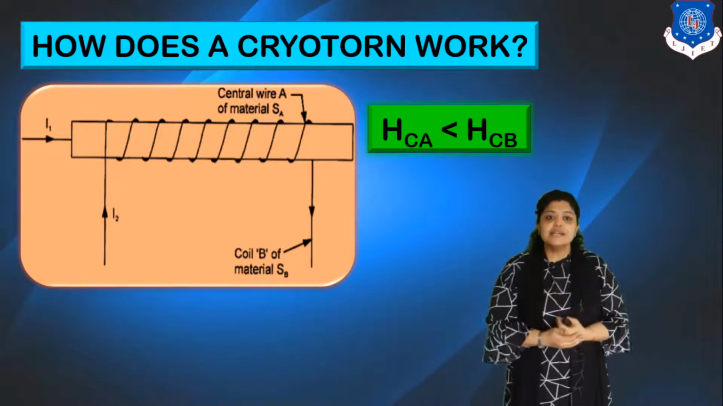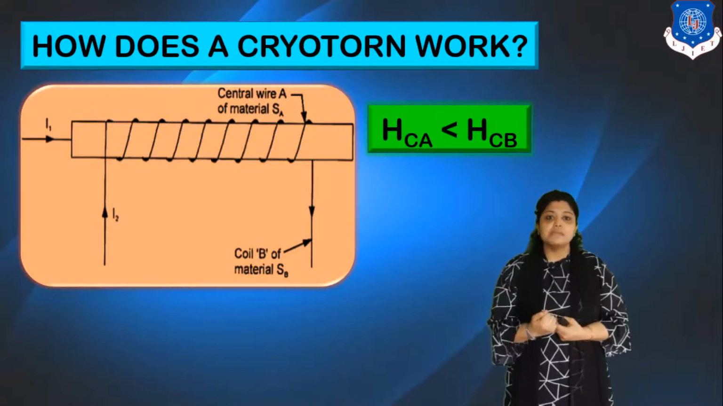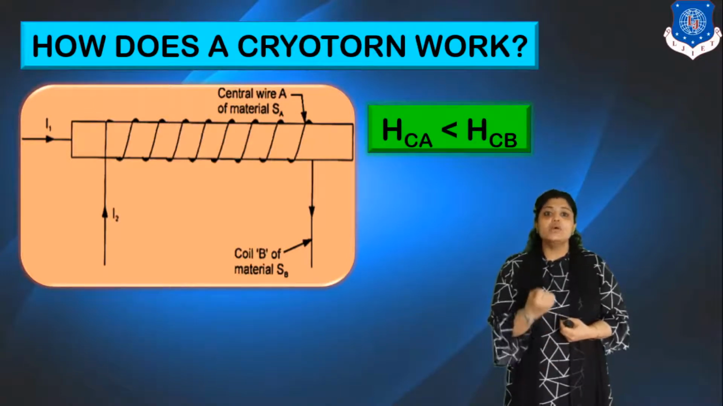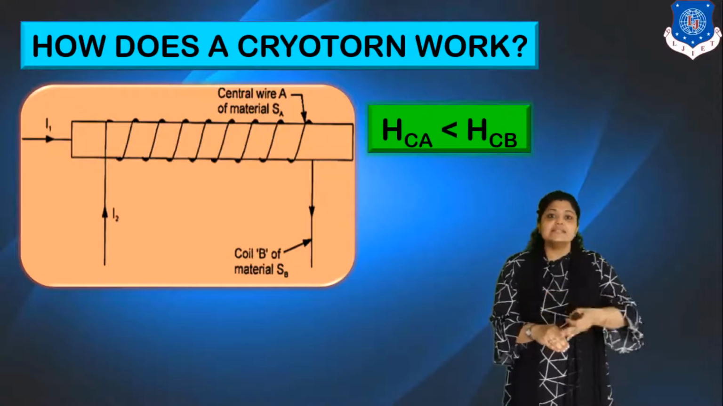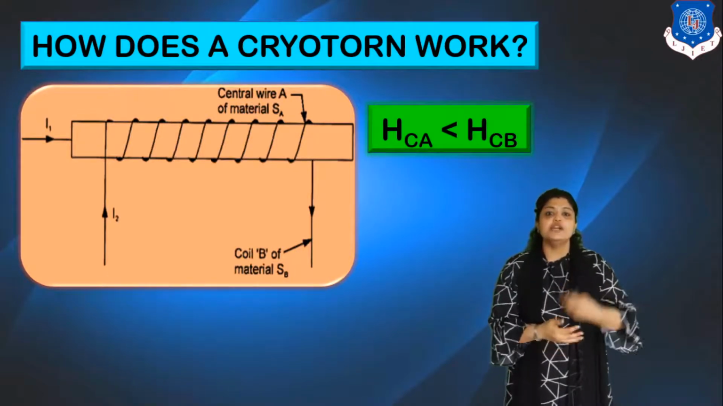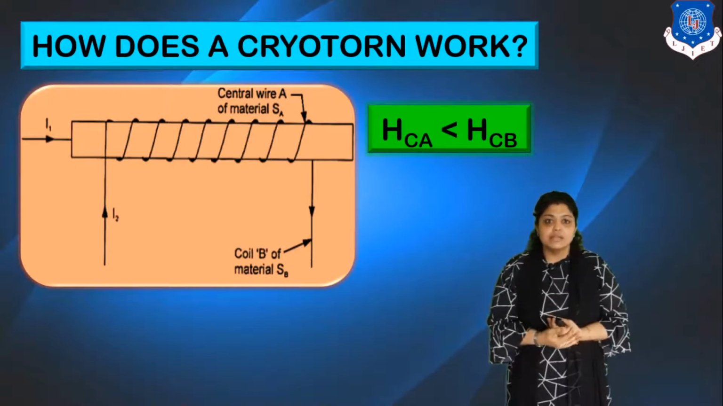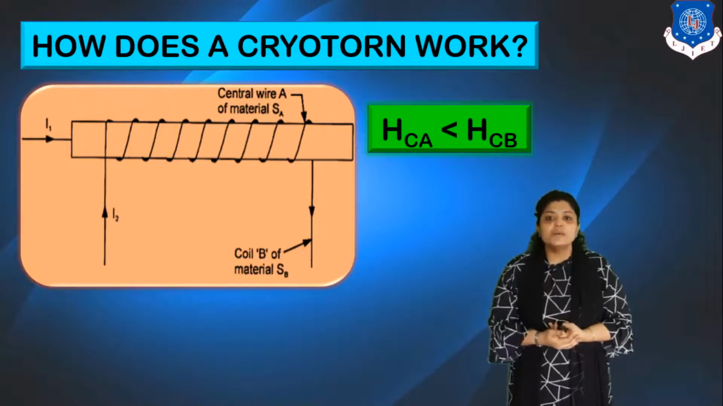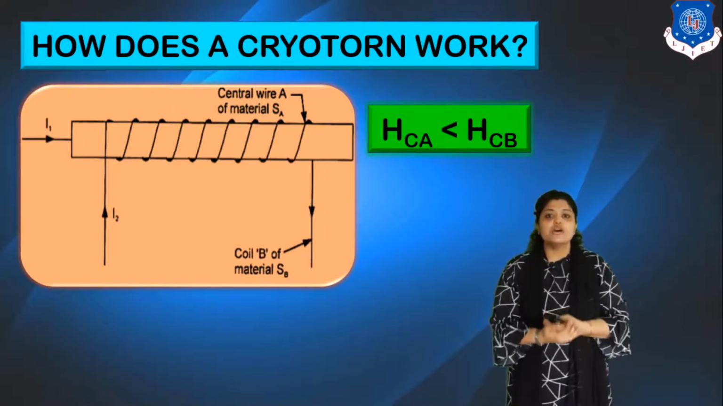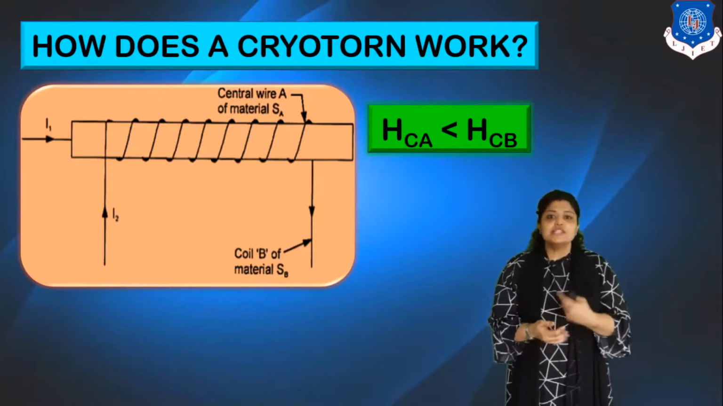We just have the condition HCA less than HCB. What does that mean? You should select a core in such a way that it has a lower critical magnetic field as compared to the critical magnetic field of the winding. So we have the condition HCA less than HCB. In simple words, it is easy to destroy the superconducting state of the core because HCA is less than HCB.